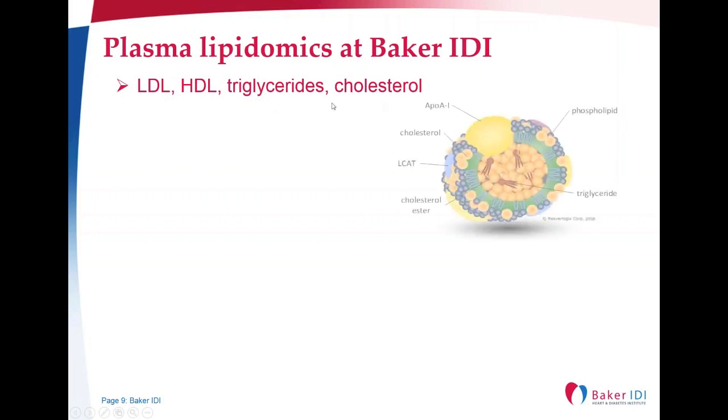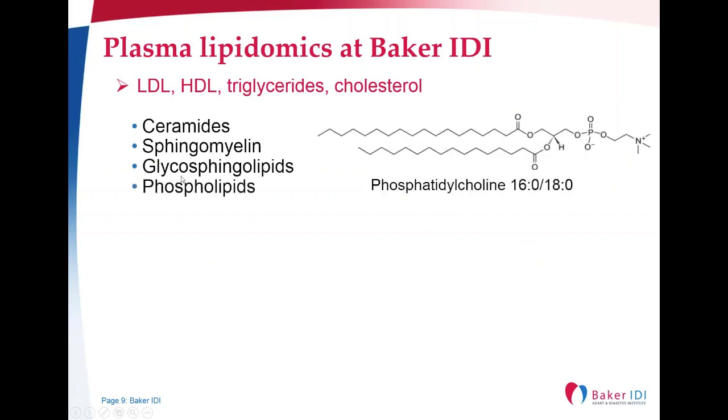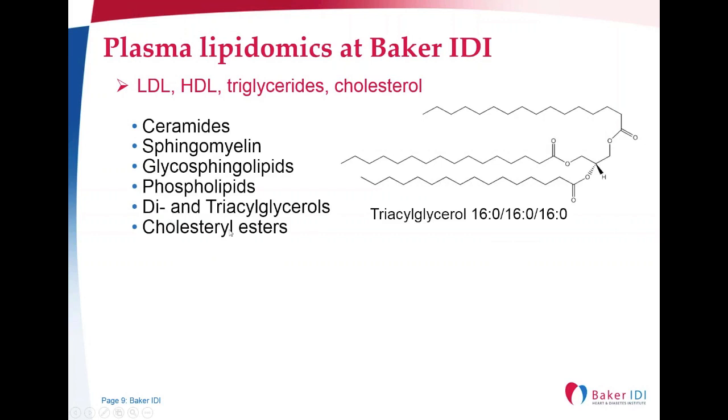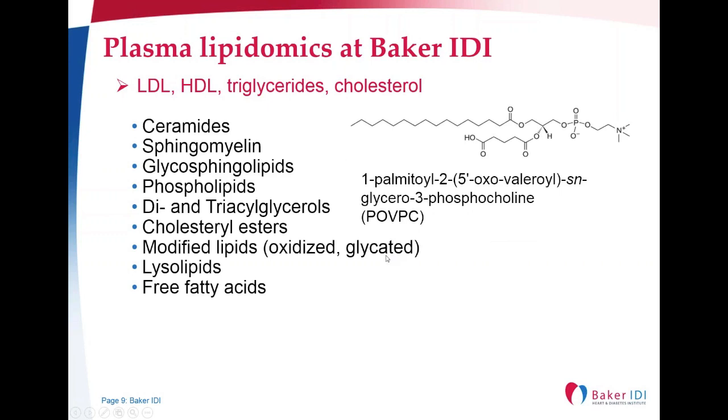But of course, we also know that these lipoprotein particles are themselves very complex mixtures of many different types of lipids, many different classes and species of lipids, combined with different proteins. And these lipids include things like ceramides and sphingolipids, which are important signaling molecules. The phospholipids make up the major component of the outer layer of these lipoprotein particles, and the di- and triacylglycerols and cholesterol esters make up the inner hydrophobic core. Then there's a range of modified lipids that might be oxidized or glycated that again may reflect disease states. There are lysolipids, fatty acids, and all of their metabolites.